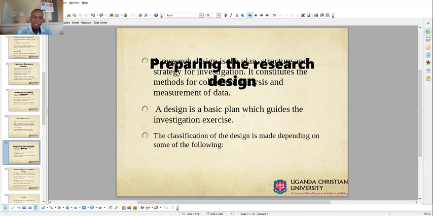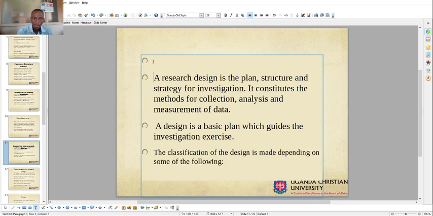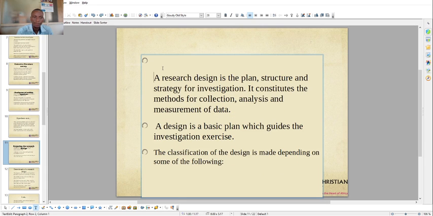Preparing a research design. Research design is the plan, structure, and strategy for investigation. It considers the methods for data collection, analysis, and measurement of data. And design is the basic plan which guides the investigation exercise.